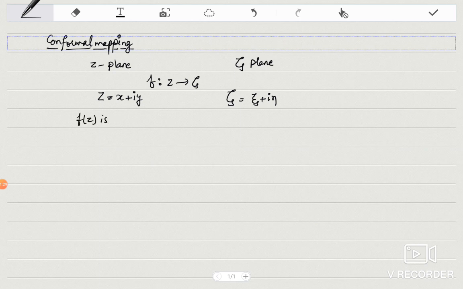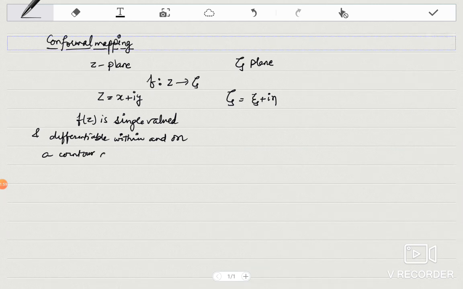f(z) is defined as single valued and differentiable within and on a contour C in the z plane, and such that f(z) is equal to zeta.